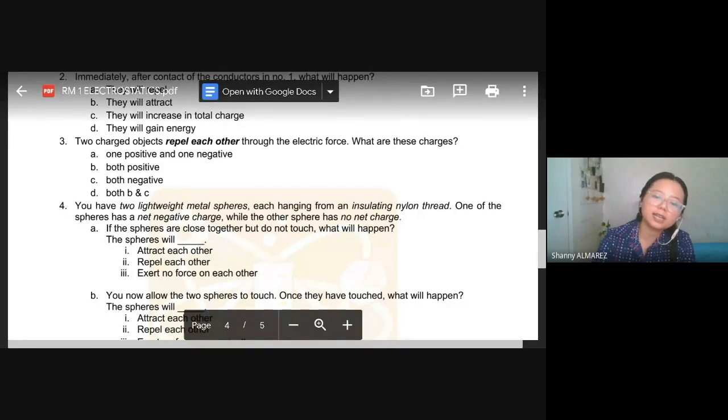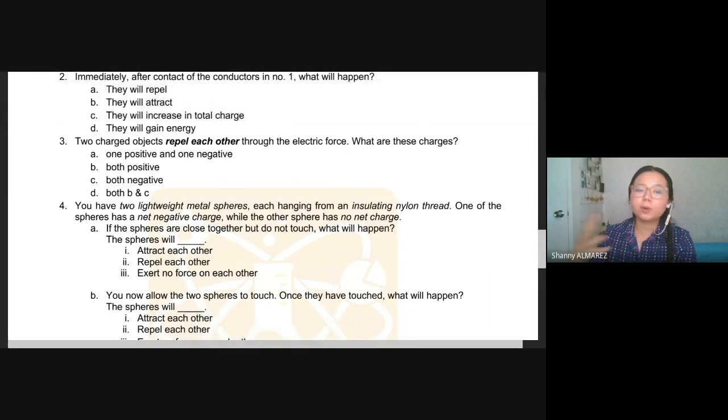Okay, I can already see two different answers. Merong pumili ng C, merong pumili ng D. Parehas daw yung positive and negative. So ano ba talaga yung tamang answer dito? So the question here is, ano daw ba ang charge ng object kung nagre-repel sila? So if there are two charged objects and they repel each other, ano yung possible na charges nito?